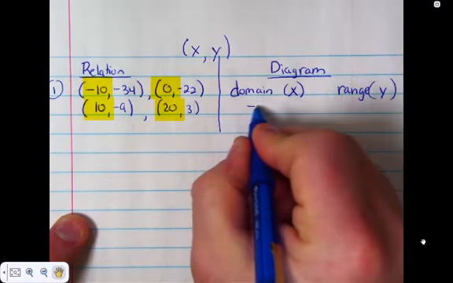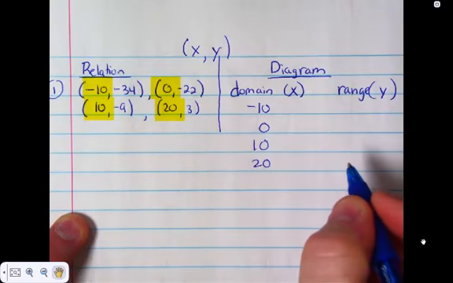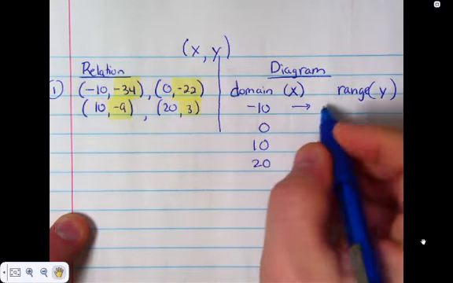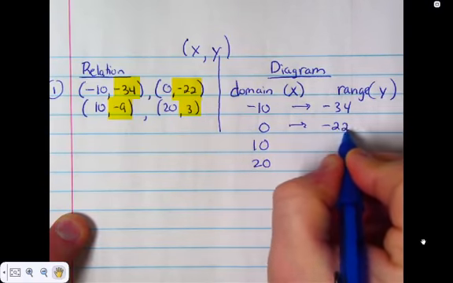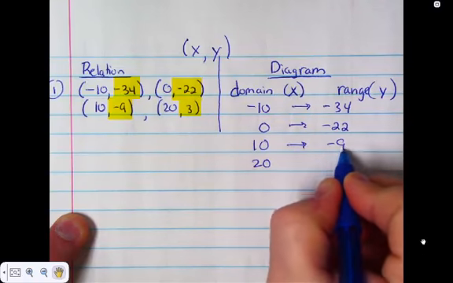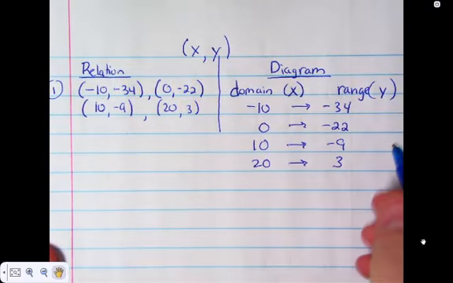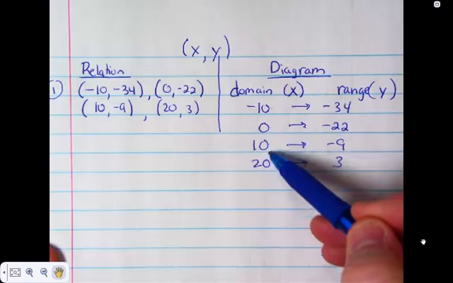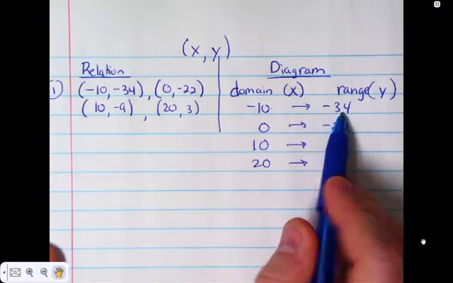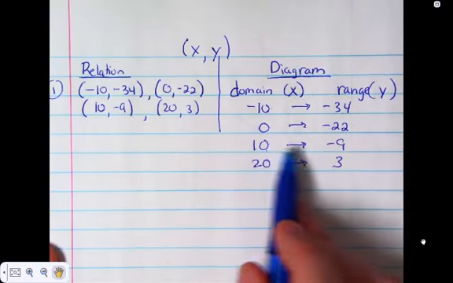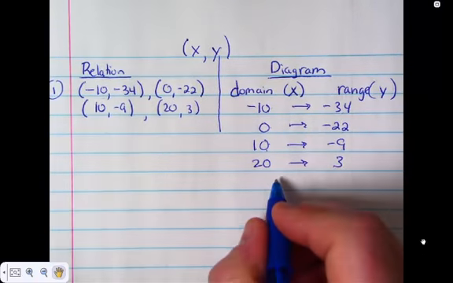So I'm going to list them: -10, 0, 10, and 20. This -10 goes with the -34, which is our range. The 0 goes with the -22. 10 goes with -9. And 20 goes with 3. Now, when we're trying to figure out if it's a function or not, does each one of these numbers have its own set of numbers that it's matched with? You can tell the -10 is only matched with one number, the 0 is only matched with one number, the 10 is only matched with one number, and the 20 is only matched with one number. So for this example, yes, this is a function.